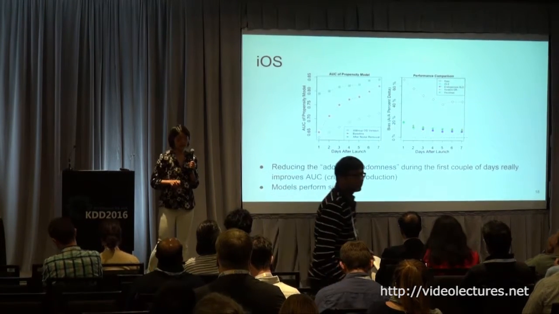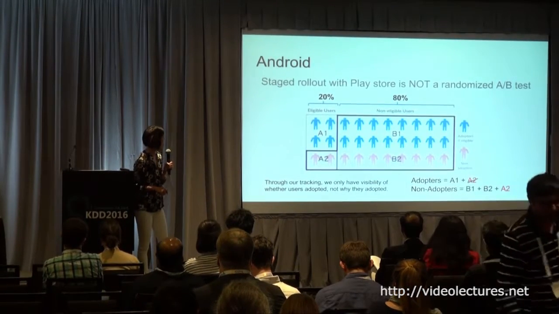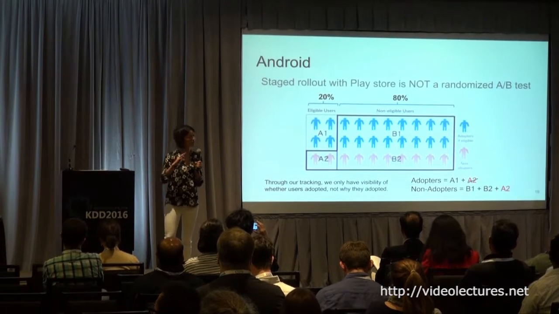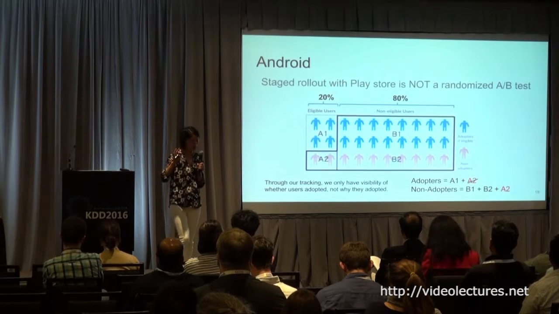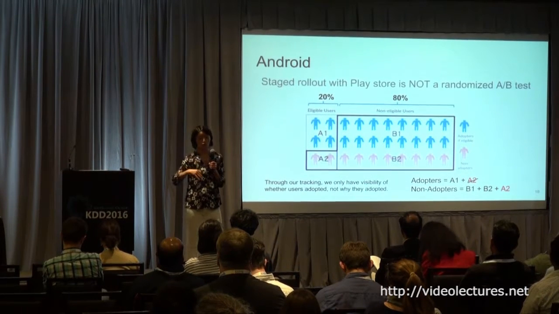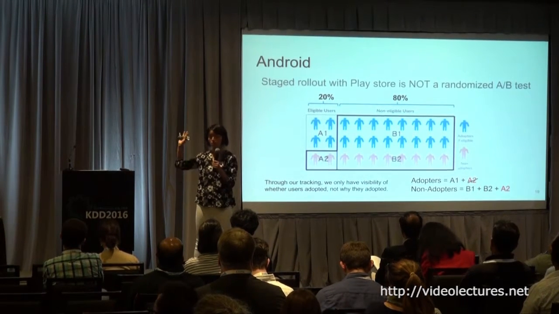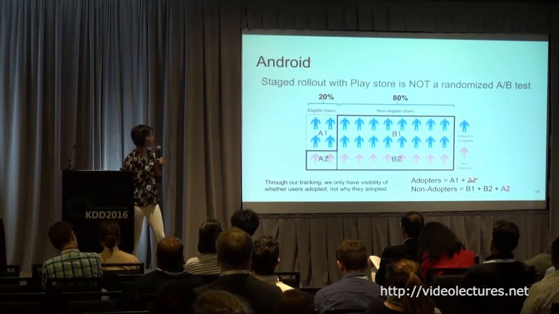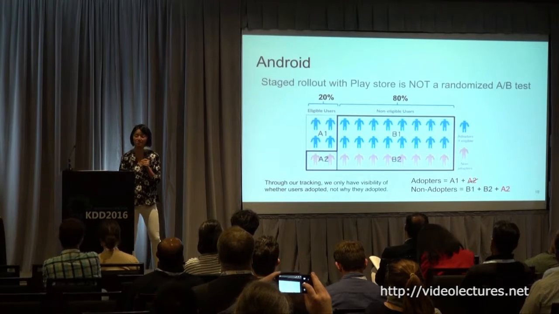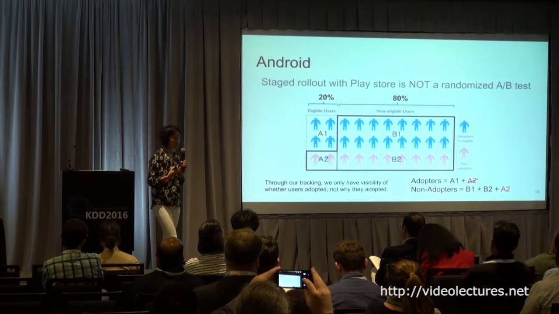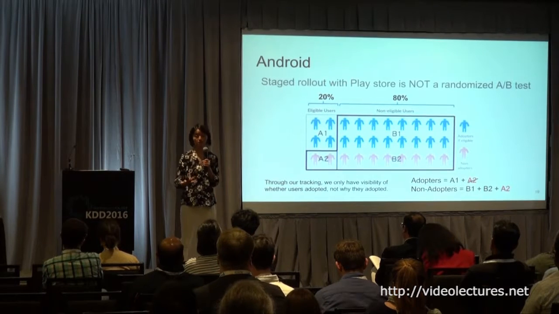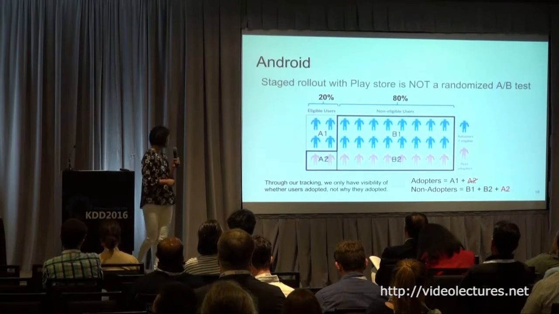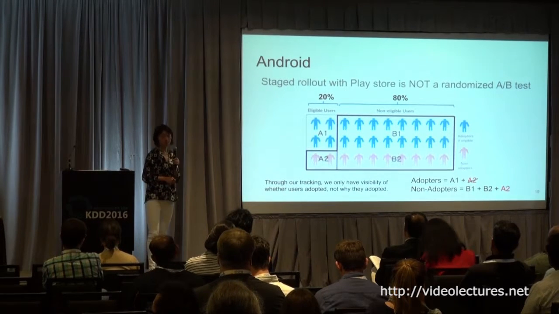And then let's take a look at Android. Android is actually a very different beast. How many of you know that Android allows app developers to do a staged rollout? Anybody know that? Okay, maybe 10 hands. The interesting thing, and it's a misconception most people have, is that the staged rollout actually didn't give us a real A/B test. The reason is the following. Let's say we do a 20% staged rollout.